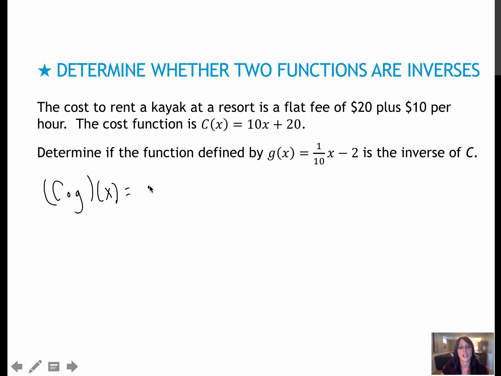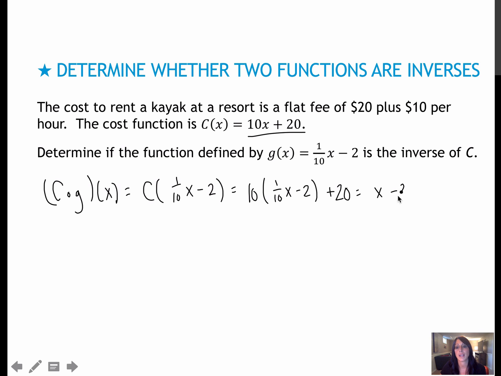So that means I'm finding c of 1/10 x minus 2, which means in this function, I'm replacing x with 1/10 x minus 2. 10 times 1/10 gives me 1, so 1x. 10 times minus 2 is minus 20. I have a plus 20 on the outside, and that leaves me with x. Because this worked, now I have to check g of c of x.